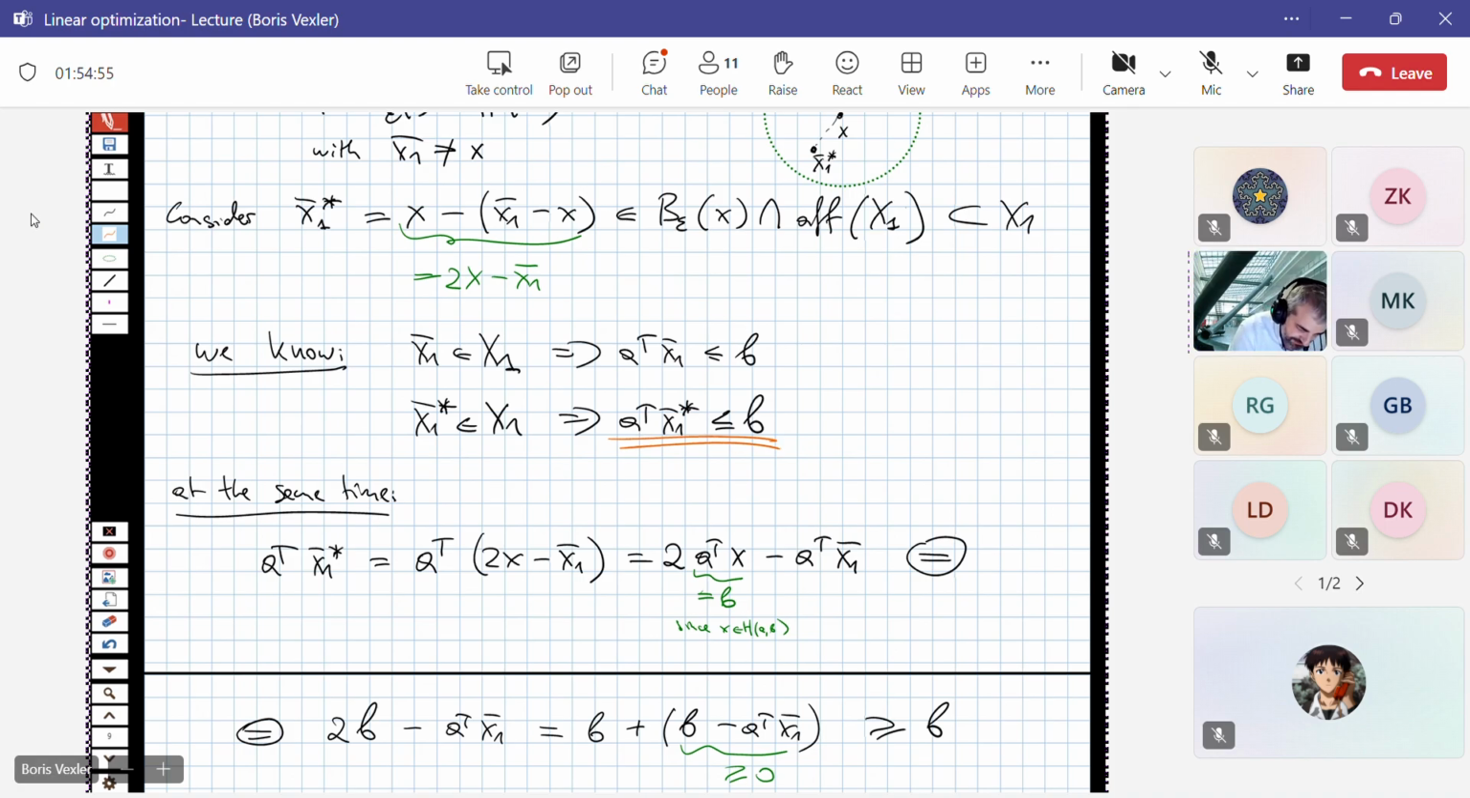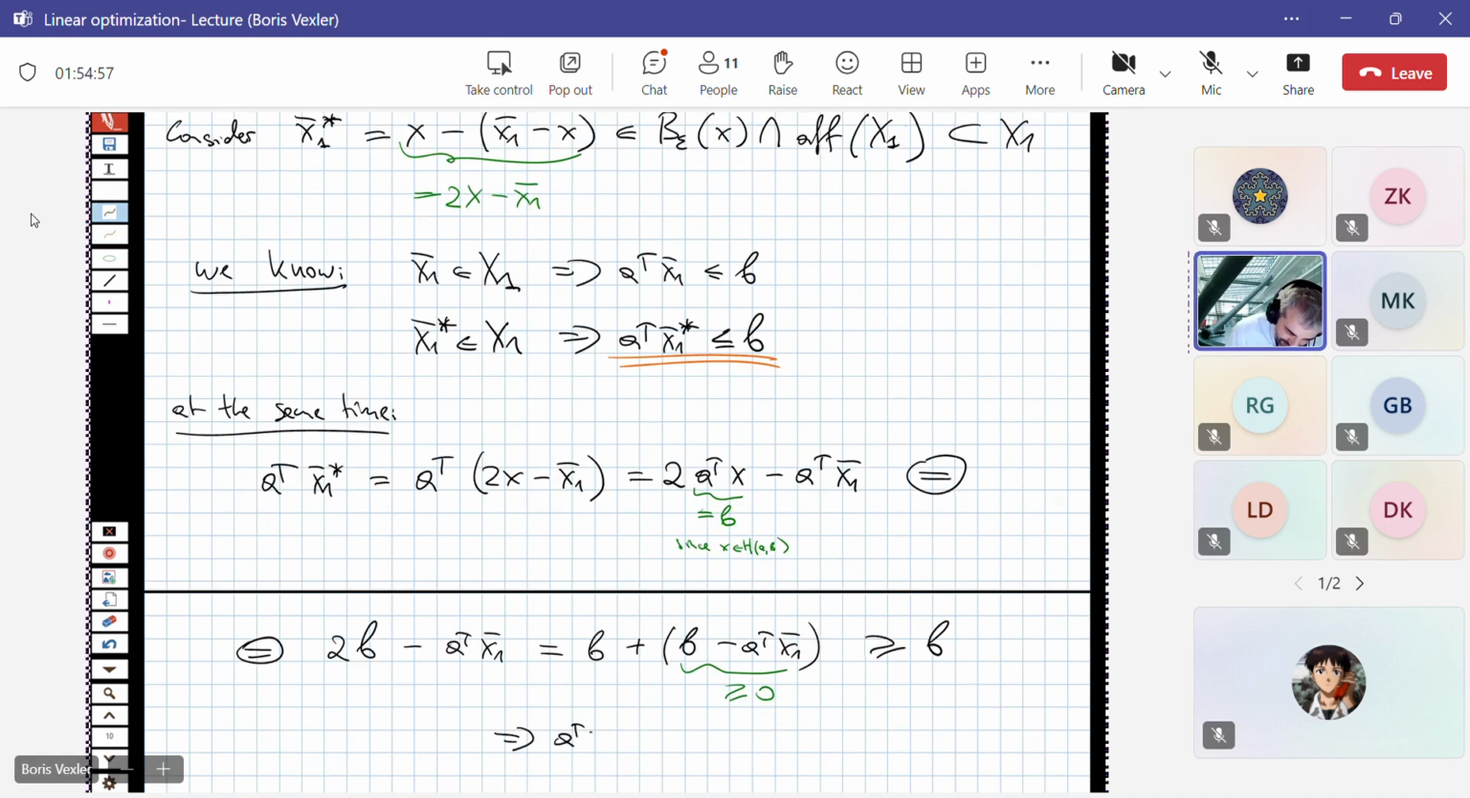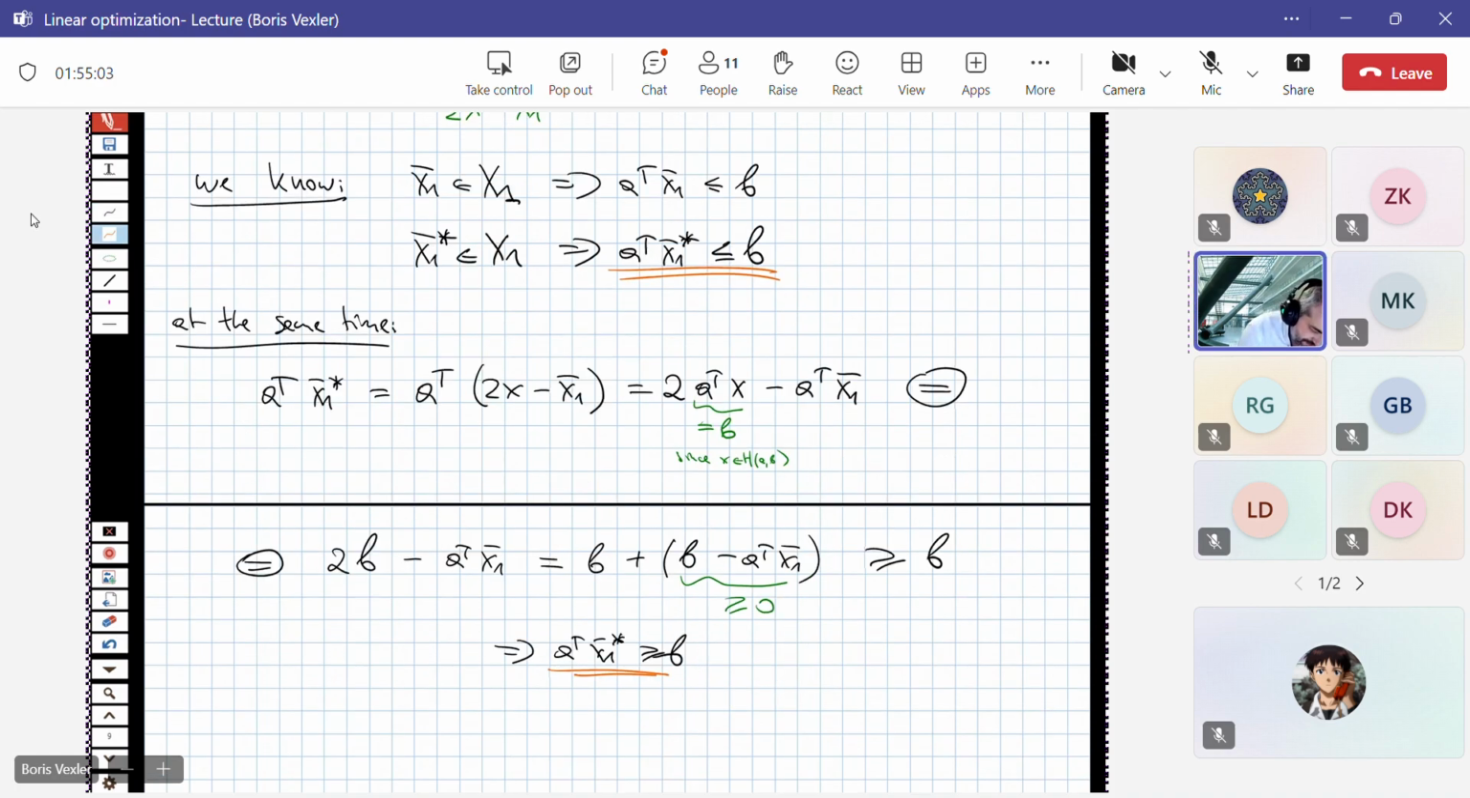And so we checked that A transpose x1 bar star is less or equal than b, and A transpose x1 bar star is larger or equal than b. Therefore, A transpose x1 bar star is actually equal to b. Okay? Do you agree? And therefore, x1 bar star, yes?